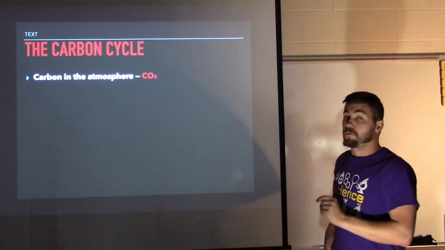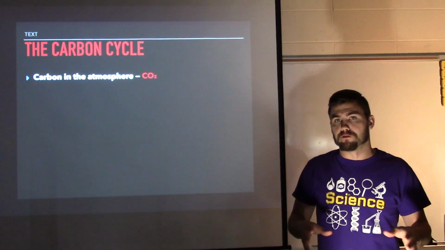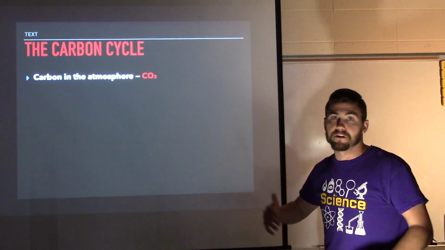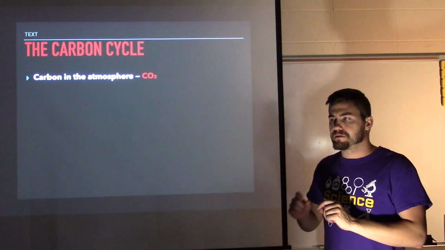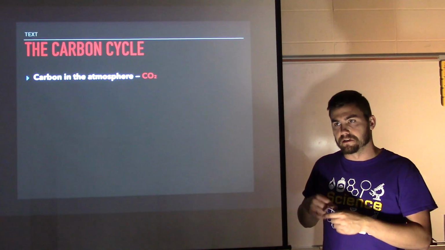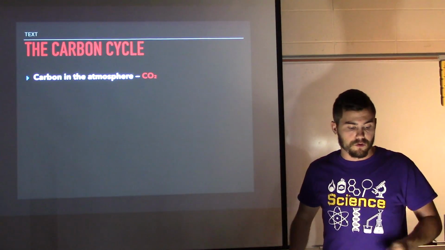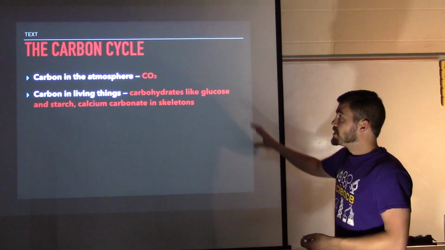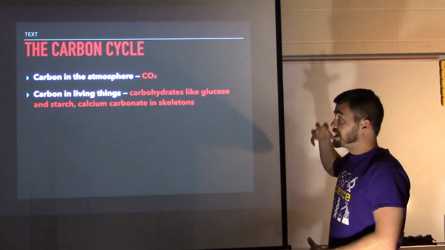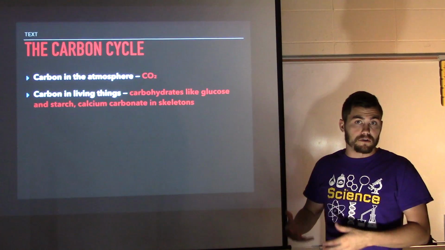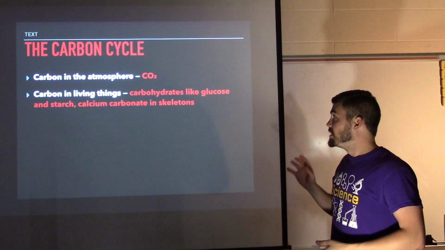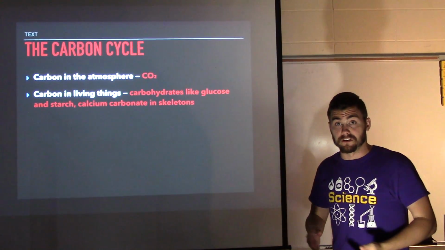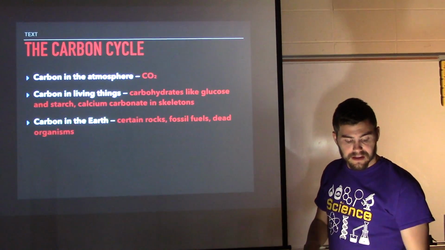So, water is always in the form of water. That's it. When it's in you, it's water. When it's in the ground, it's water. In the air, it's water. But carbon attaches to other atoms and molecules to change its form. So when it's in the air, it's carbon dioxide. In living things, the carbon dioxide from the air gets put into glucose and starches and glycogen, and calcium carbonate in skeletons, also in seashells, because carbon dioxide is also in the water.